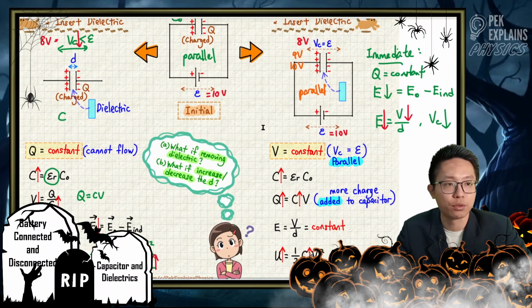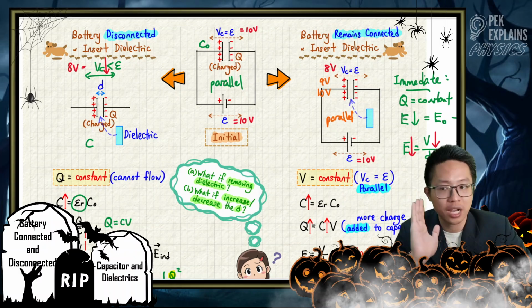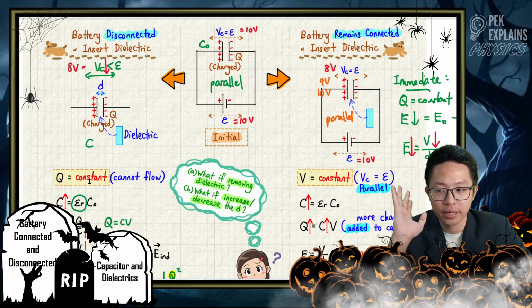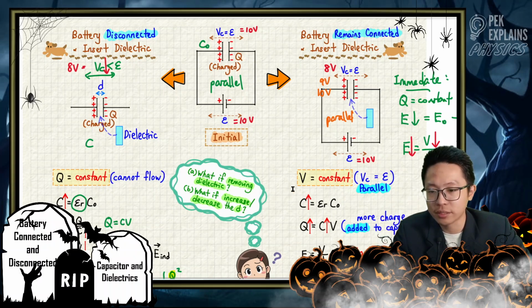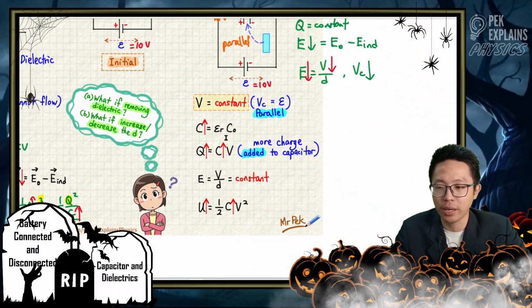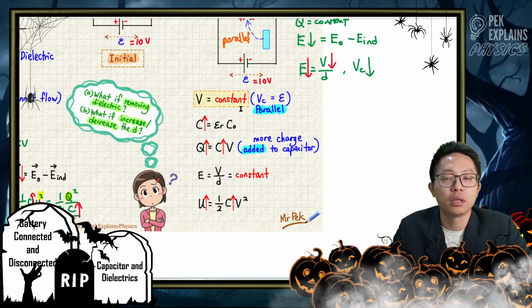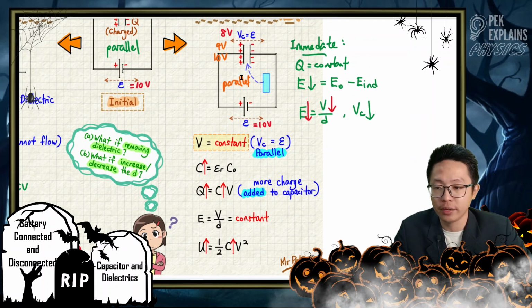So there is a difference between disconnected battery and connected battery. With the battery disconnected, the charge cannot flow anywhere. The charge in the capacitor is always constant. Yes, charge is constant, but when the battery remains connected, in the long run, consider the voltage to be constant. This one, charge constant; this one, voltage constant. Okay, this is what happens in the long run.